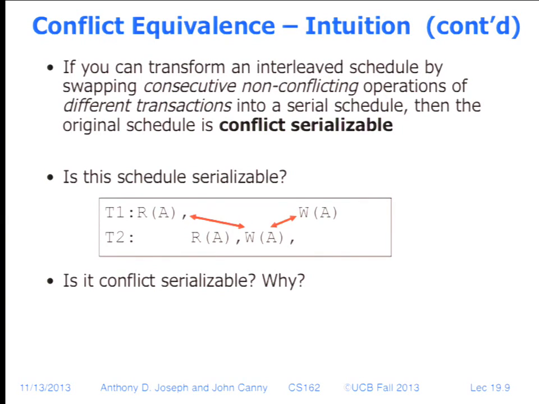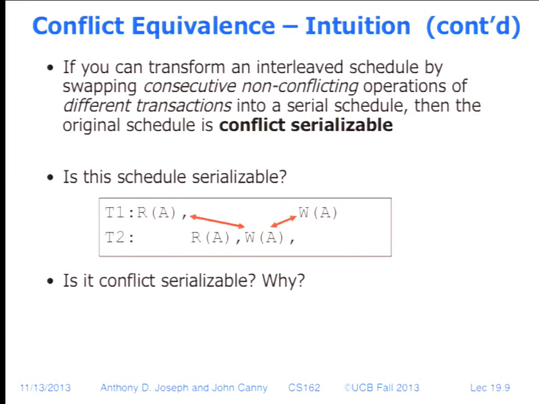On the other hand, though, I also can't push this read after this write. That would also be a conflict. So I can't execute T1 entirely after T2 either. So there's actually no ordering that would work here. So it's not conflict serializable. It happens that it's not serializable at all.